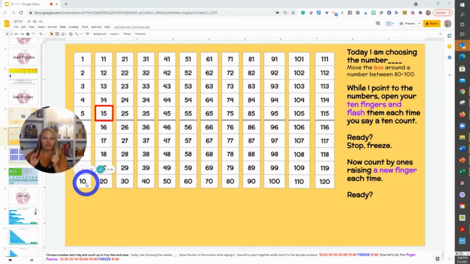So I usually mirror, my back is to the class and we're finger flashing together because I want it to be kinesthetic place value. So when we go up to 10, we're going 10, 20, it's always to their left and then their ones are to their right. So let's say it's 22: 10, 20, freeze, 21, 22. That's the finger flashing that should happen when we do the counting from tens to ones.